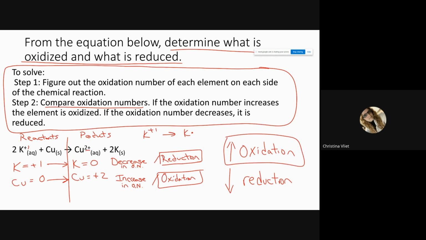Every reaction that is redox has to have one oxidation and one reduction. You can't say that you have two oxidations and no reductions. It doesn't make sense. If one gains electrons, the other one must lose electrons. And so I'll leave this up here for you to write down, and then we'll take a look at another example.